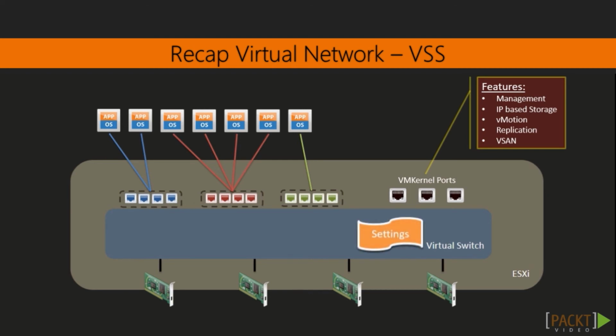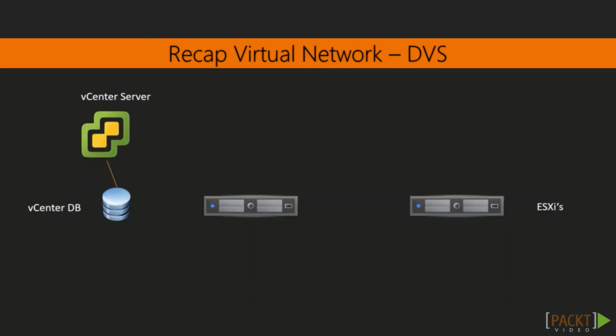By default, the virtual switch has a configuration which consists of lots of settings. And by default, all these settings are inherited by the virtual machine port groups and the VM kernel ports. You can break the inheritance and do a specific configuration on a port group or a VM kernel port, but that's the default behavior.